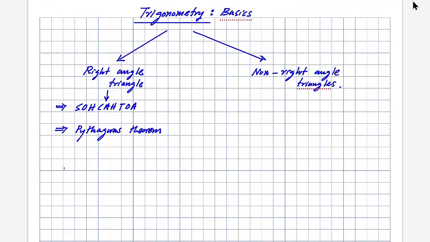When it comes to non-right angle triangle, what do you know about this? There are whole different sets of rules we use for non-right angle triangles. The first one is called sine rule. The second one is called cosine rule.